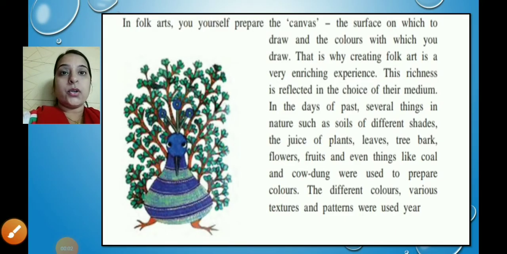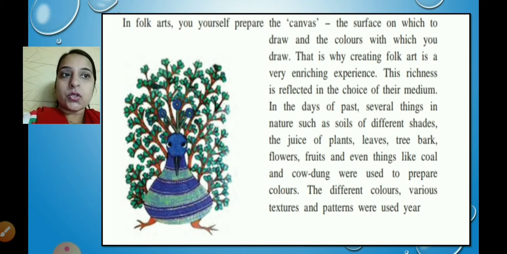In folk arts, you yourself prepare the canvas, the surface on which to draw, and the colors with which you draw. That is why creating folk art is a very enriching experience. This richness is reflected in the choice of their medium. In the days of the past, several things in nature, such as soils of different shades, the juice of plants, leaves, tree bark, flowers, fruits, and even things like coal and cow dung were used to prepare colors.